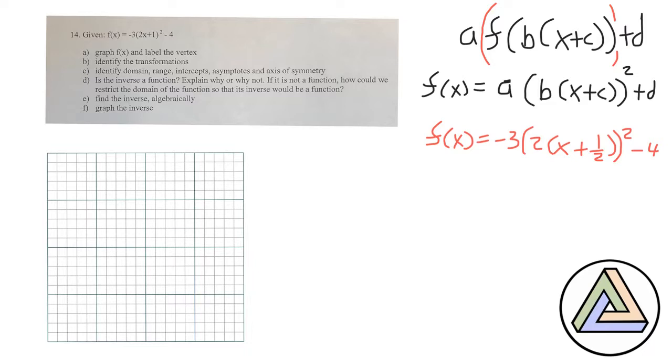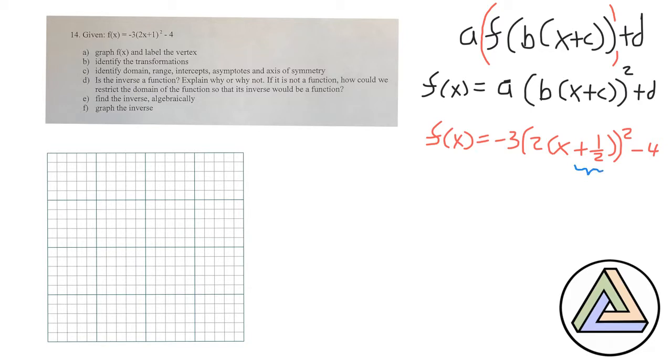So first of all, they want us to label the vertex and graph it. I'm cool with labeling the vertex right now. But you know what? I will graph it, but I kind of think it's better to identify the transformations first. All right, so let's get the labeling of the vertex over with right now.